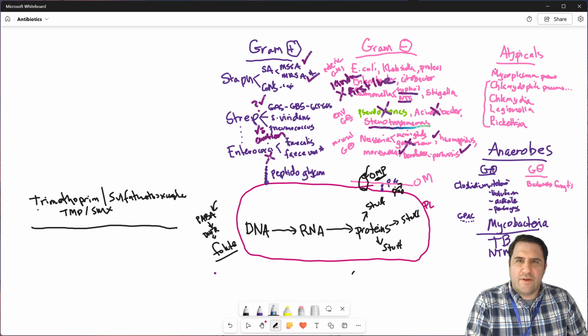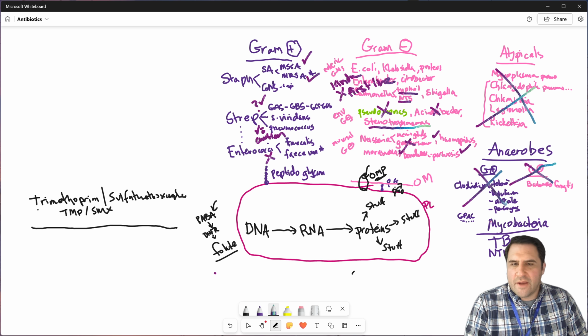Does it work on atypicals? It's not particularly great for atypical infections. Does it work on anaerobes? It's not a particularly effective antibiotic on anaerobes. And how about mycobacteria? Not really. You certainly can't use it for TB. There are a couple NTMs where trimethoprim sulfa can have some activity, but again, not a generally used antibiotic.